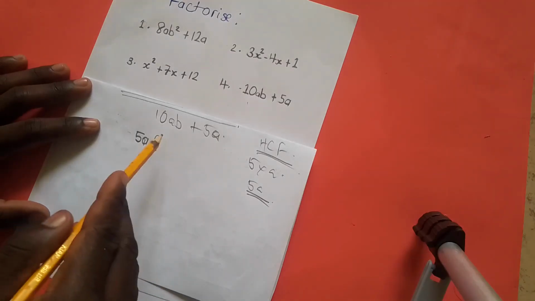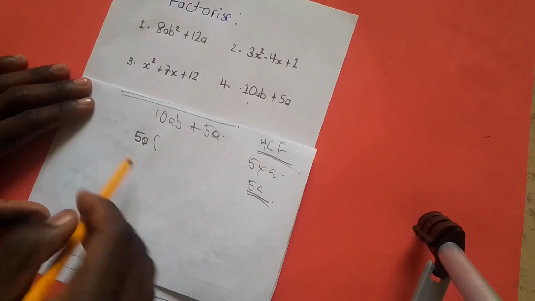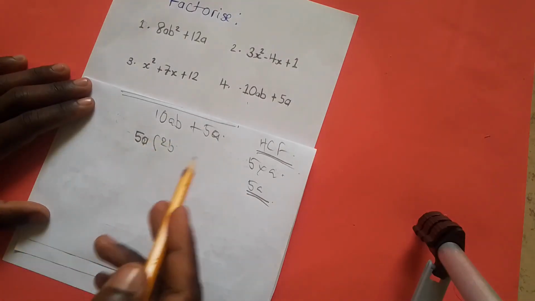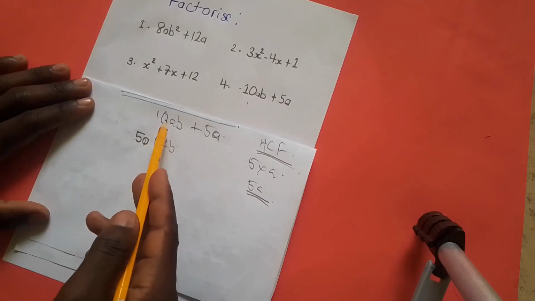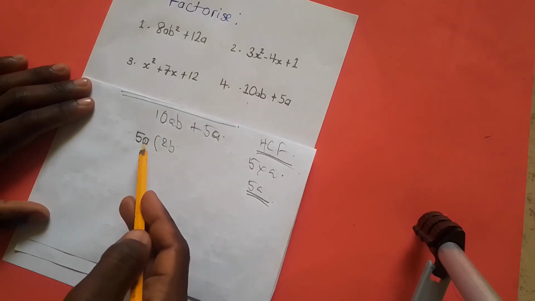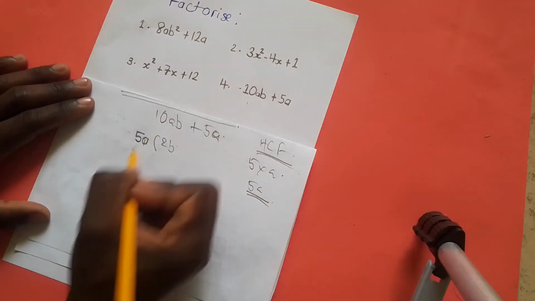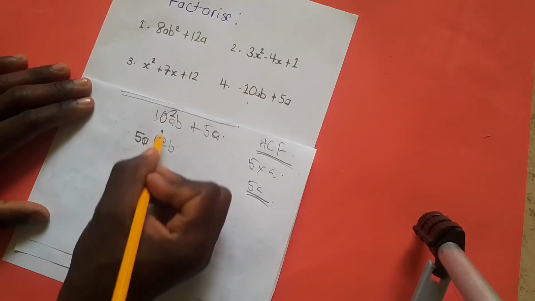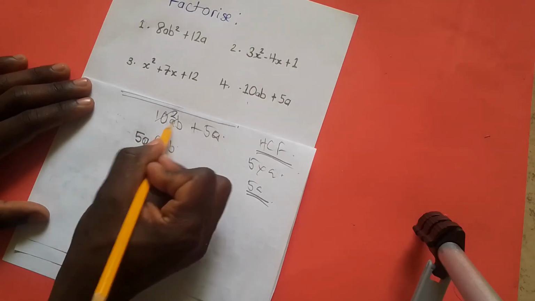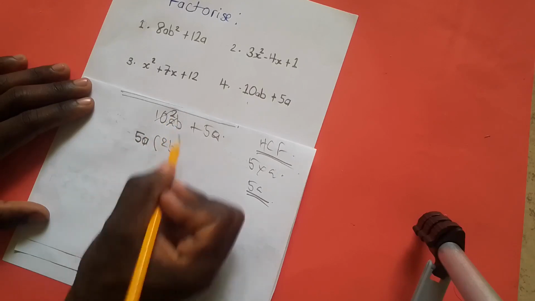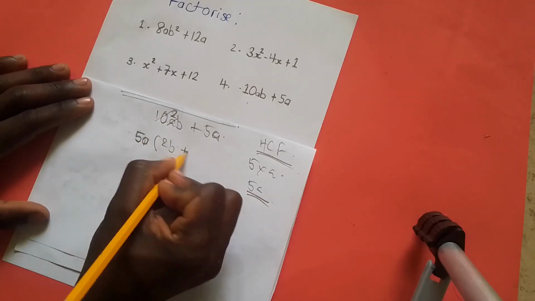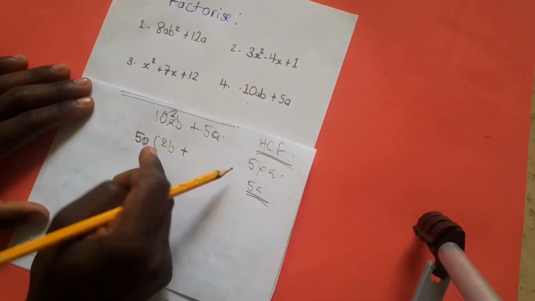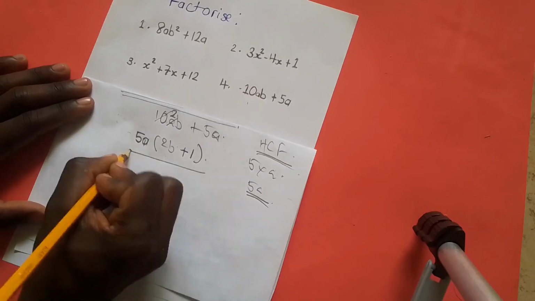Bracket, then 5a into 10ab is going to be 2b. How did I get 2b? 5 into 10 is going to be equal to 2, right? Then a will cancel out a, leaving us with b. I will repeat again. 5 into 10 is 2, then a will cancel out a, leaving us with 2b. So this is 2b. Then plus 5a into 5a: 5 into 5 is 1, a will cancel out a, leaving us with 1. So this is your solution.